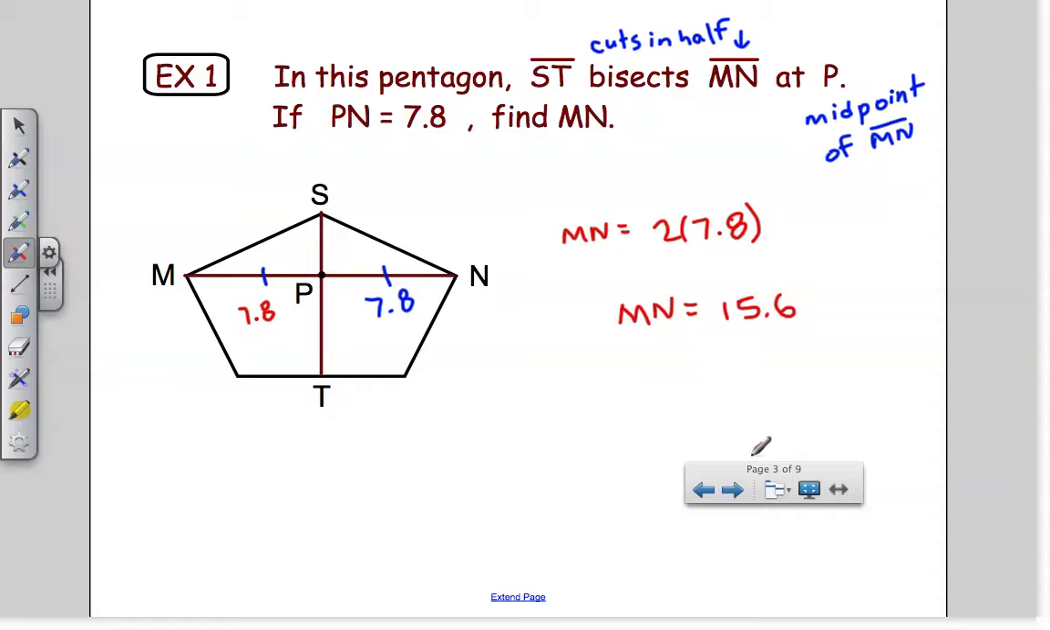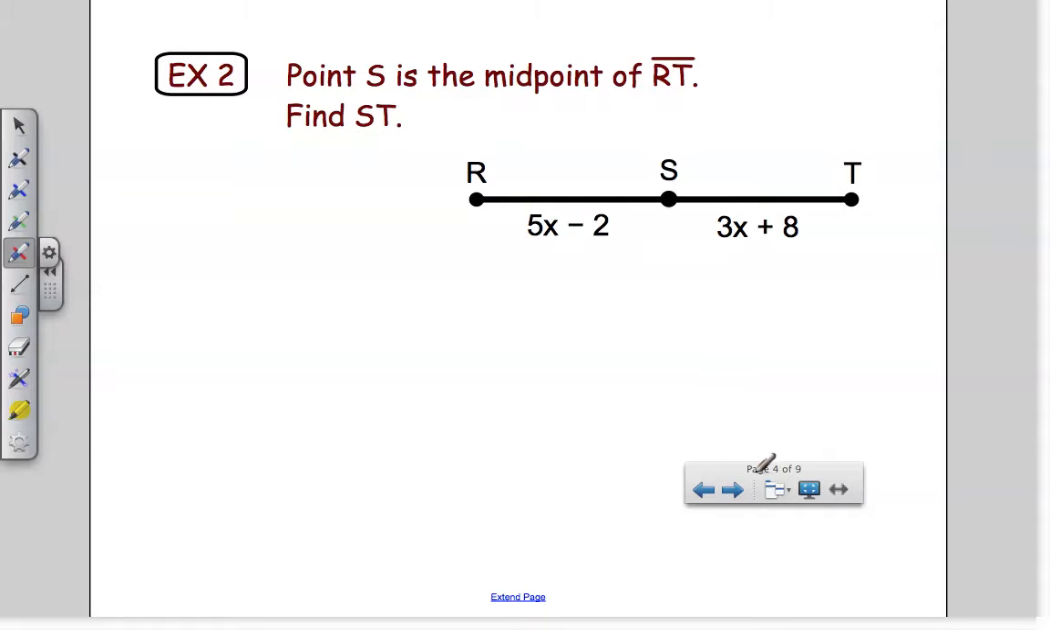Okay? Let's talk about the word bisect and midpoint there. Another example using some algebra. Point S is the midpoint of line segment RT. S is in the middle. It is the bisector of line segment RT. It cuts RT in half.